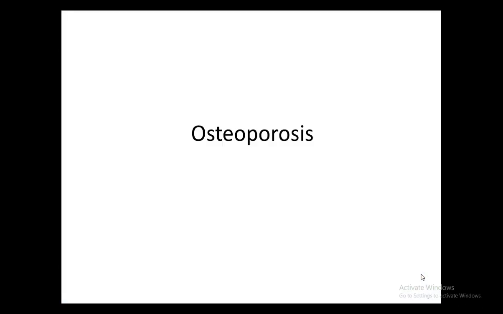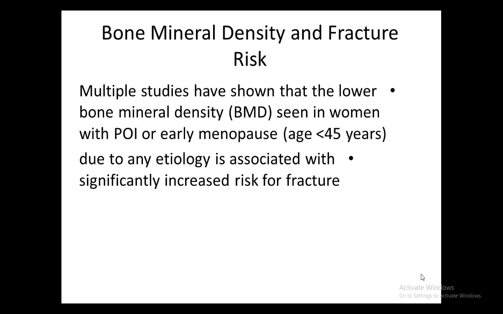What are the sequelae? The number 1 sequela is osteoporosis: bone mineral density and fracture risk. Multiple studies have shown that the lower bone mineral density seen in women with premature ovarian insufficiency or early menopause, when the age is less than 45 years, due to any etiology, is associated with a significantly increased risk of fracture.